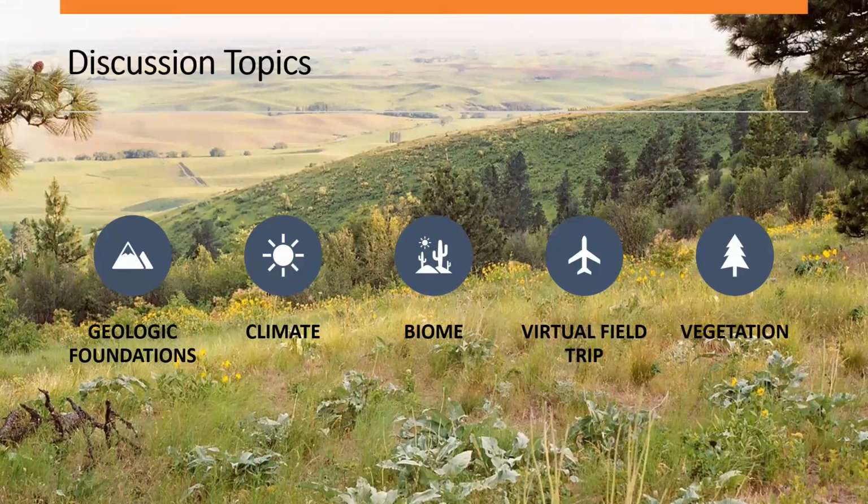Next, we went on a virtual field trip for the class and took some field data on the different types of trees on the north side versus the south side. Lastly, I will go a little more into depth on Kamiak Butte's different types of vegetation.